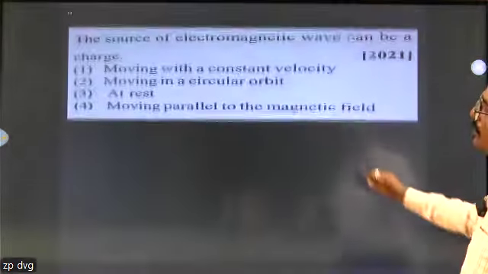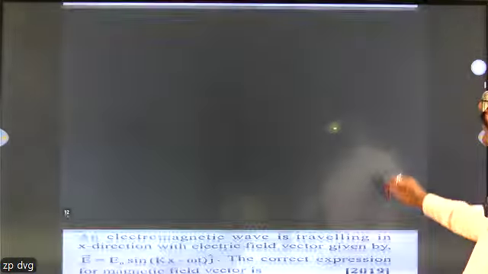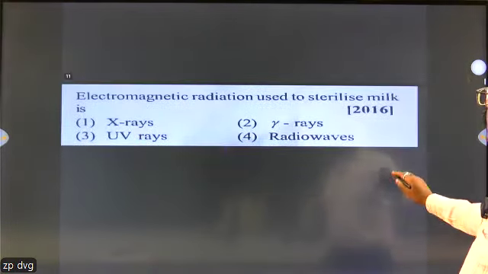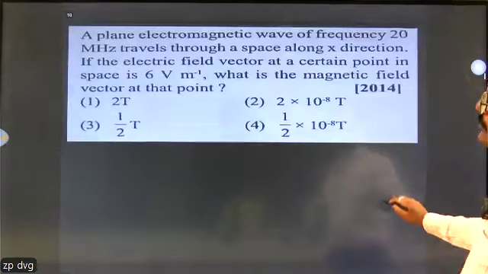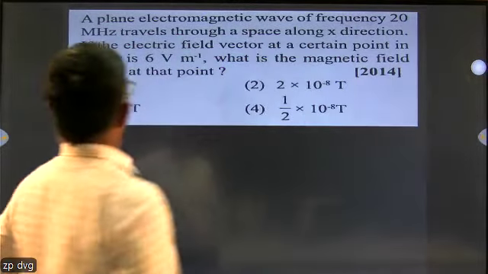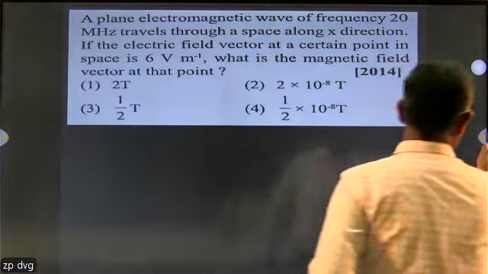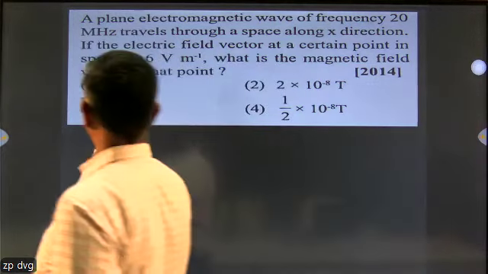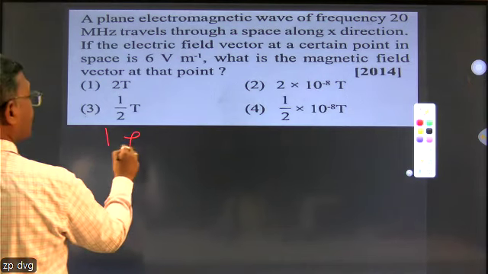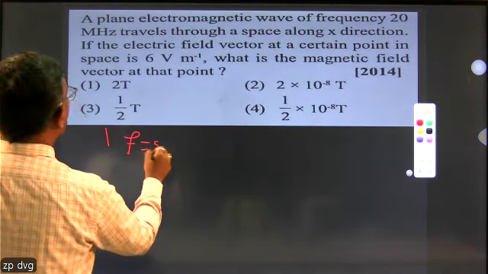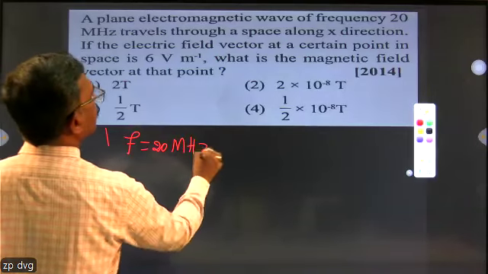Next, I have one question we left out. Which one have you left? Mostly let us try this one. A plane electromagnetic wave of frequency 50 Hz, try to get the answer. A plane electromagnetic wave of frequency is given. How much is the frequency? Frequency is 20 megahertz.